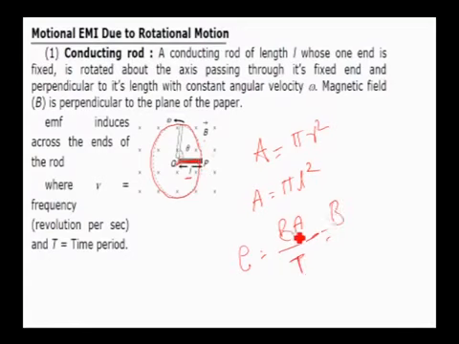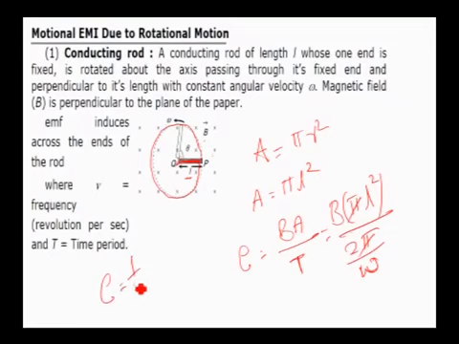Then magnetic field into area is B into pi L square, where L is the radius of the circle it describes, and the period is given by 2 pi by omega. So you can cancel pi and pi here. Finally, you get the expression for induced EMF as half B omega L square. This is another expression for the EMF induced in the case of a conducting rod fixed at one end, where the other end is made to rotate along the circumference of a circle.